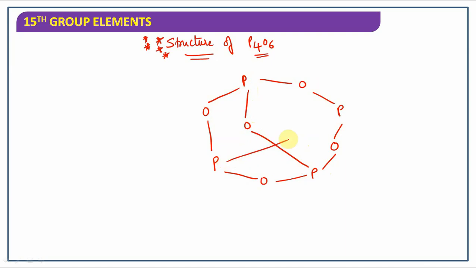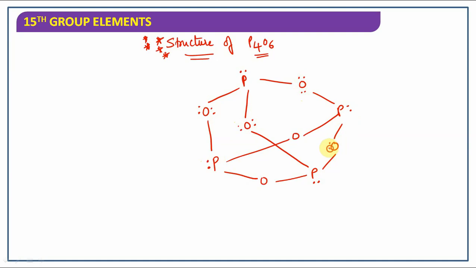Phosphorus can form maximum how many bonds? 5 bonds, right? Yes or no? 1, 2, 3. Every phosphorus has formed only 3 bonds, so still 2 electrons remain on phosphorus. Oxygen anyway is having 2 lone pairs of electrons. That you have to represent here: 2 lone pairs of electrons on every oxygen atom.